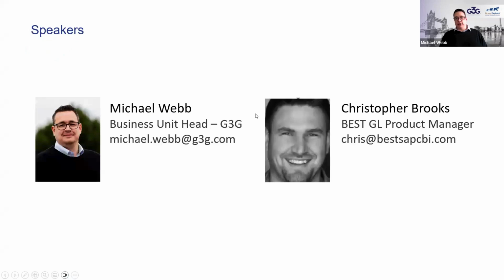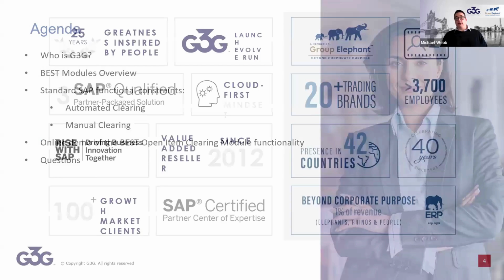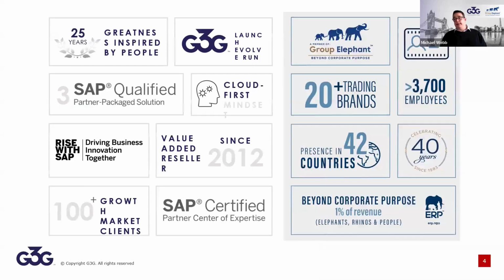We're here to talk about the Best module GL clearing. Just a quick agenda for today. Quickly run through who G3G is, the Best module, standard SAP functionality, automated clearing, manual clearing. We'll then get into a demo of the actual solution, and then we'll have a question and answer session right at the end. Please pop through any questions during the session. I'll be answering them if I can during the session, or we'll answer them at the end.